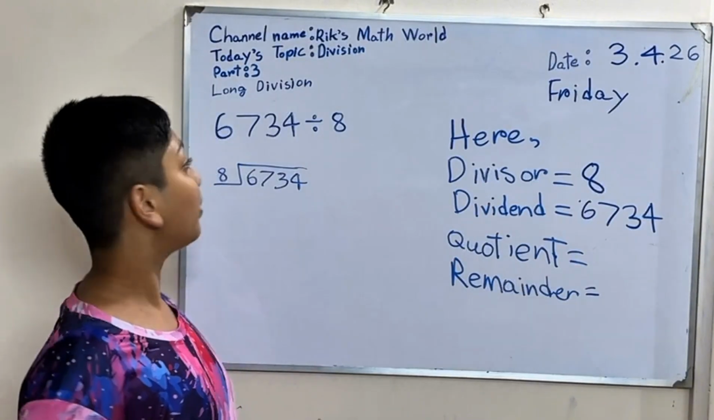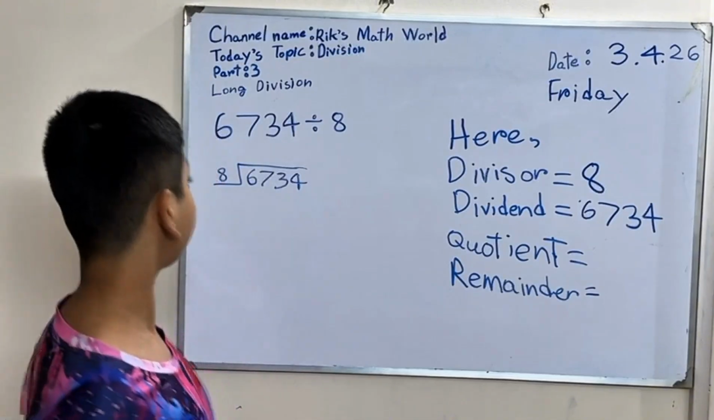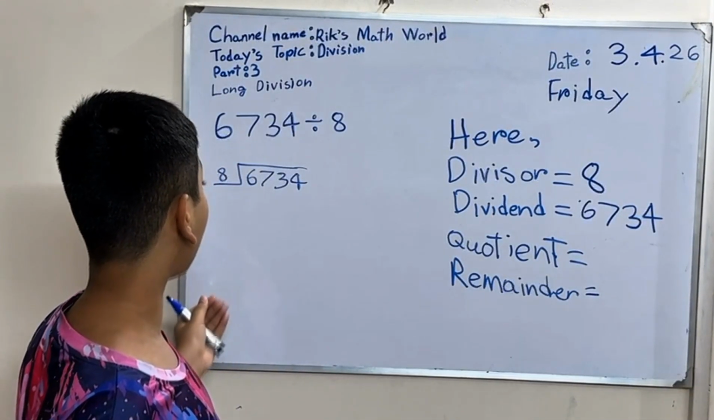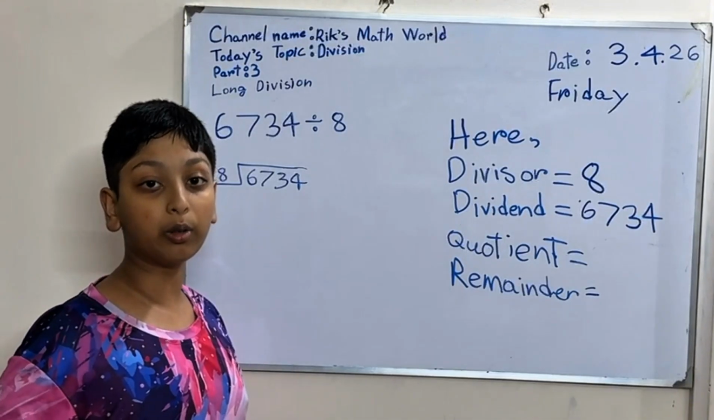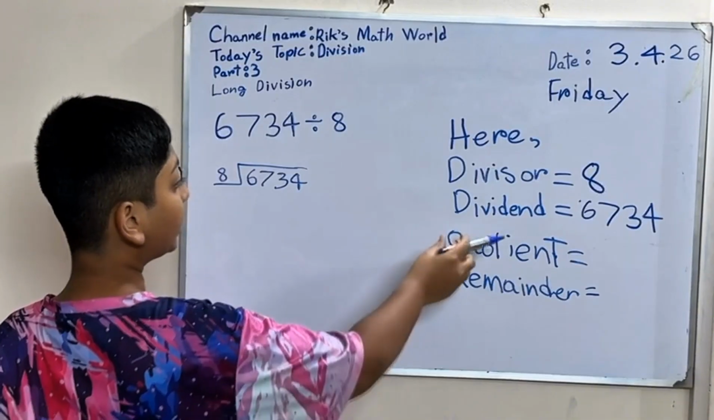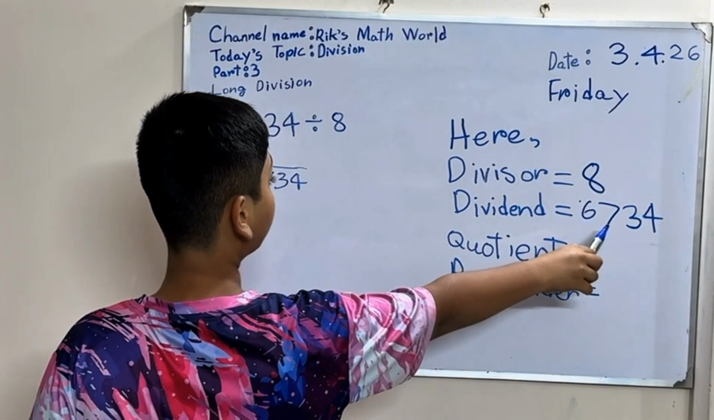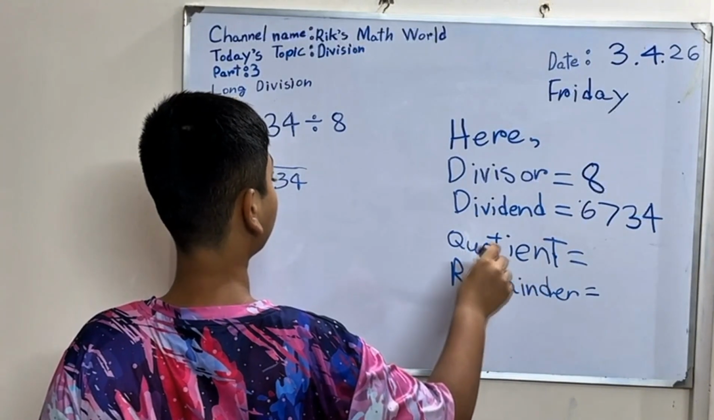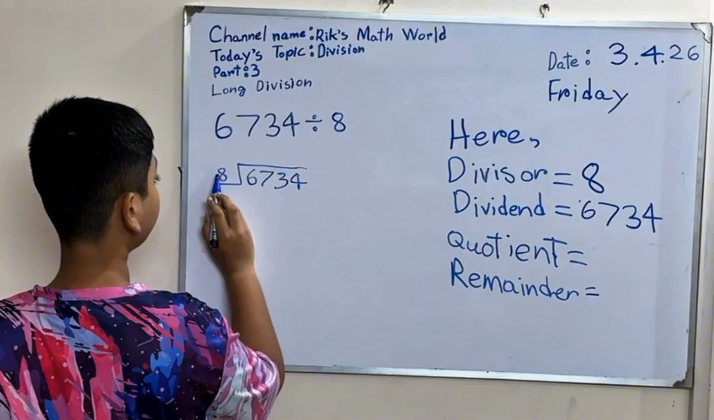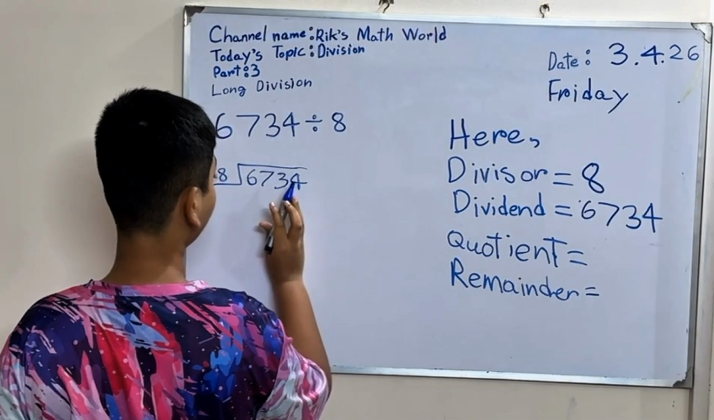Today we are going to do division, part 3, and today it is going to be long division. Long division has more steps than the regular version of division. So let's start. Here you can see that the divisor is 8, the dividend is 6734, and we have to find the quotient and remainder. So we can see that the divisor is 8 and the dividend is 6734.